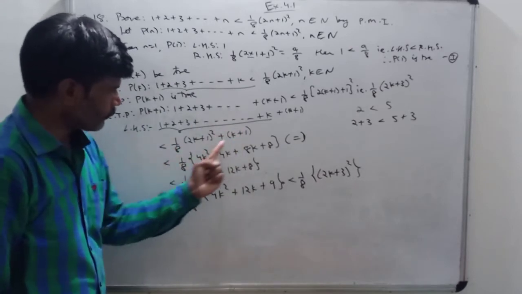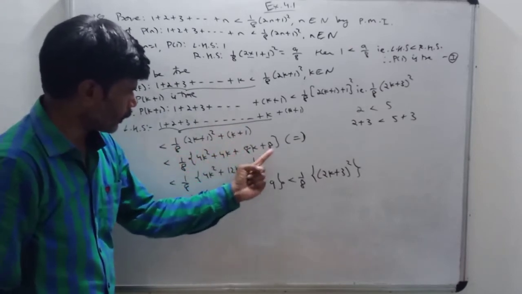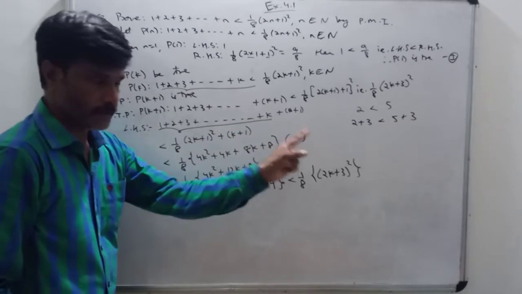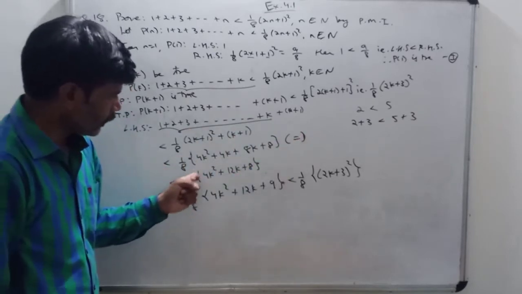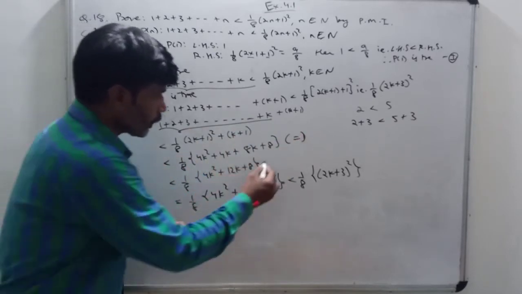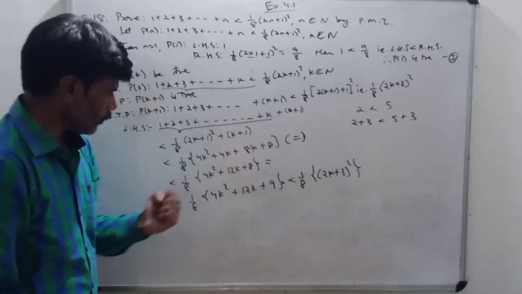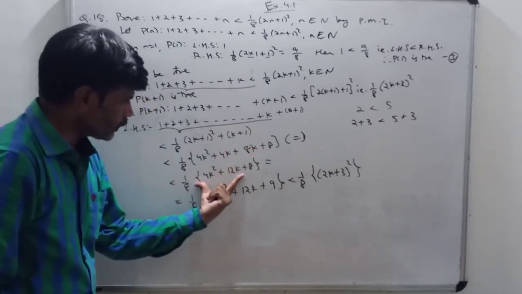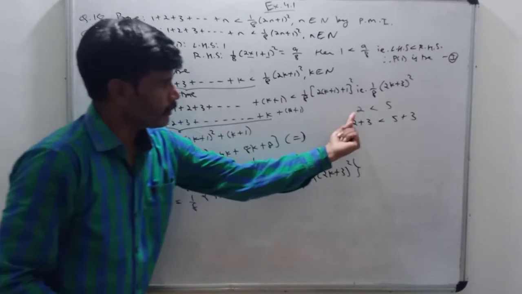So taking LCM 8 here, 1 by 8, 8k plus 8. So this equals this. Here I am writing equals to. Now here again 4k square plus 4k plus 12k. Again this is equal to this. Okay. Now here this term is less than this term, same reason: 2 is less than 5.